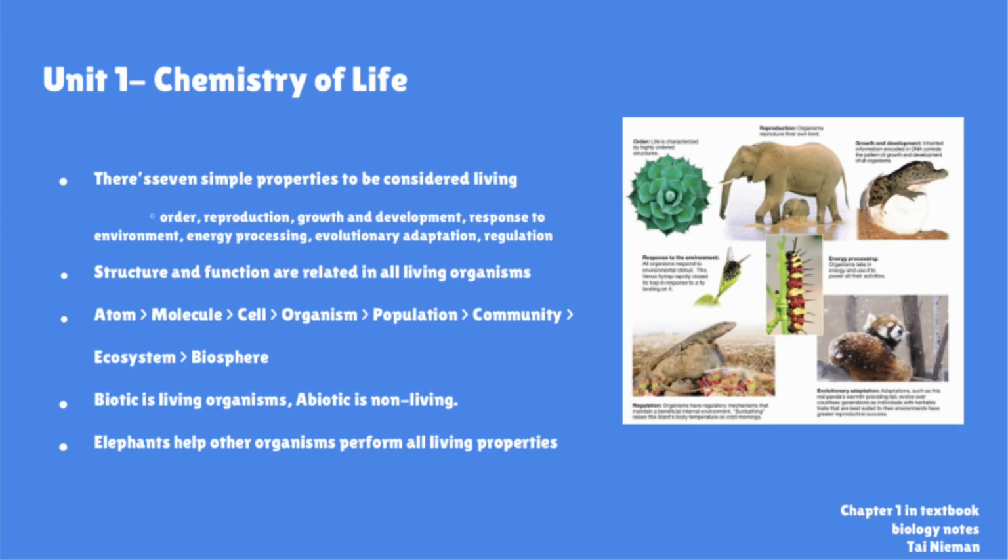Unit 1 is about the 7 properties that all living things share, which are order, reproduction, growth and development, response to the environment, energy processing, evolutionary adaptation, and regulation. Elephants demonstrate all these characteristics in order to survive in their ecosystems.